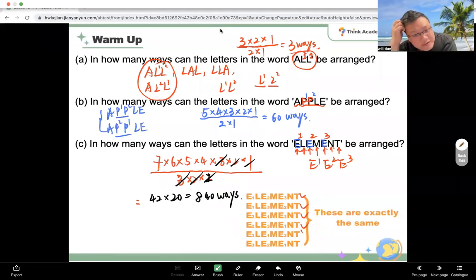All right, guys, you have to try to understand this method because if you want to list all of that, it's not possible, right? It's not possible for you to list all the 840 ways one by one.